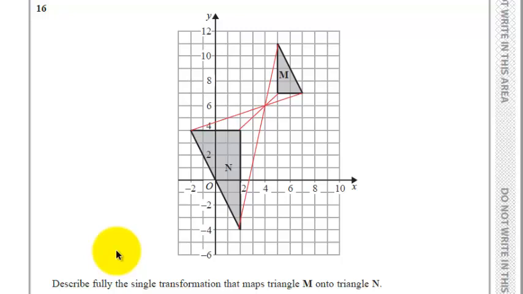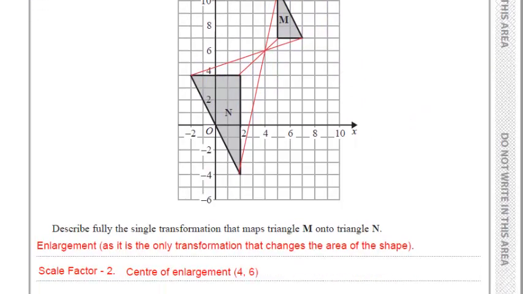Now the first three, rotation, reflection, and translation, don't change the size of the triangle or whatever shape is being used. You can see here the size of the triangle is being changed, so this is an enlargement. And writing down enlargement should pick you up a mark.